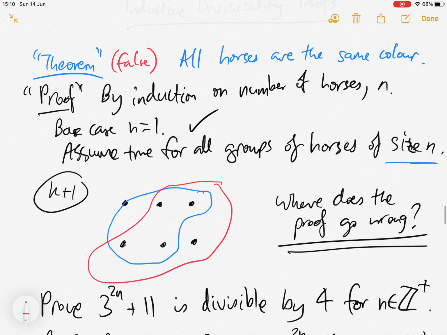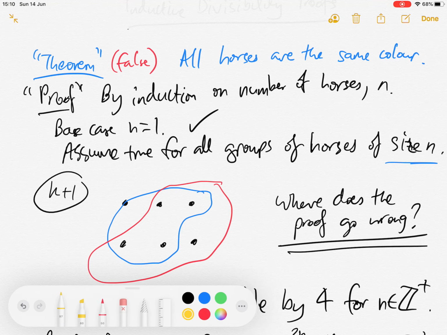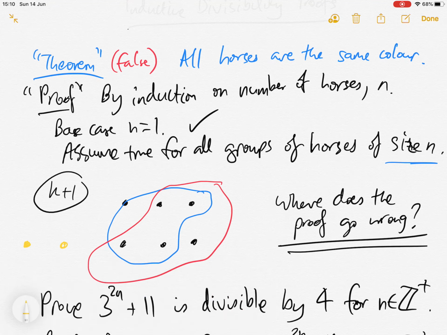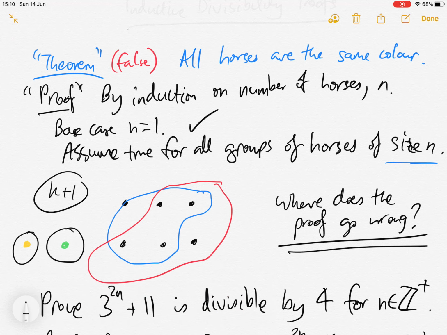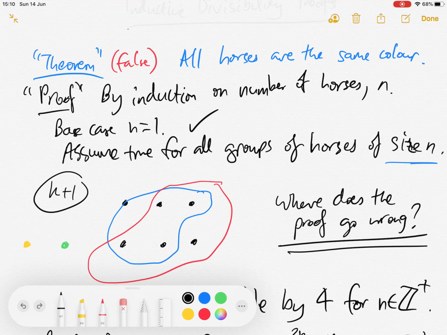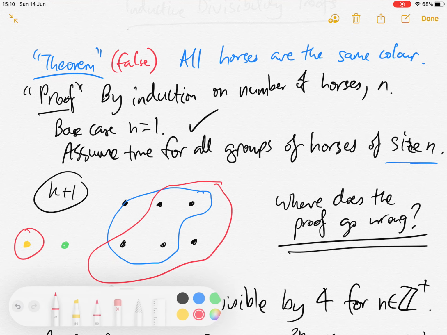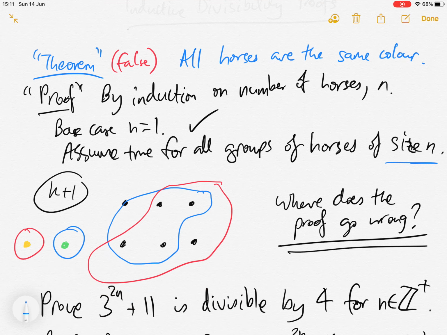Well, if we try and use our claimed proof of the induction step just for 2 horses, so if we have a yellow horse and a green horse like this, different colours, when we try and say, because it's true for all groups of horses of size 1, it's true for all groups of size 2. The problem is, this time the red and the blue groups we had before have no overlap. So we can't say these 2 are the same colour as each other.